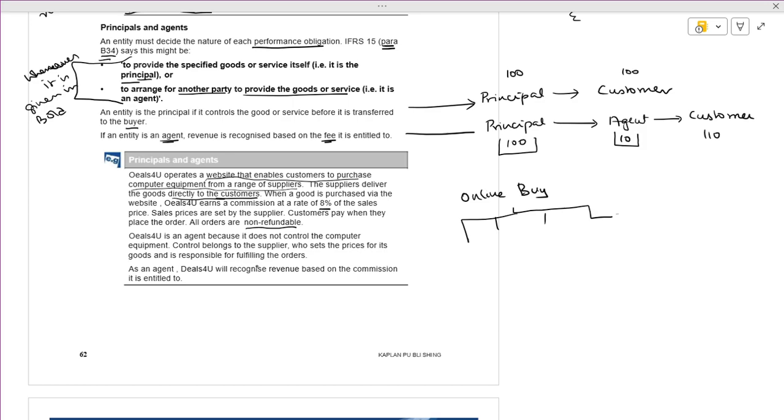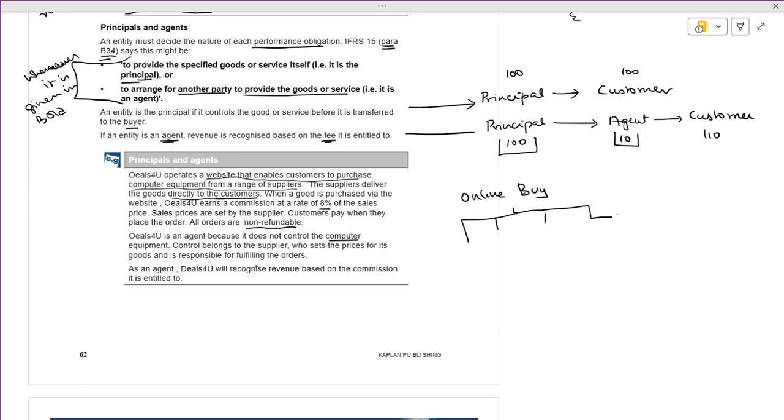OWLS earns nowadays. If you see Instagram, most of the people are doing the same business. They appoint agents in different countries, and they will start doing the business. They get a commission of 8% on the sales. OWLS is an agent because it does not control the computer.